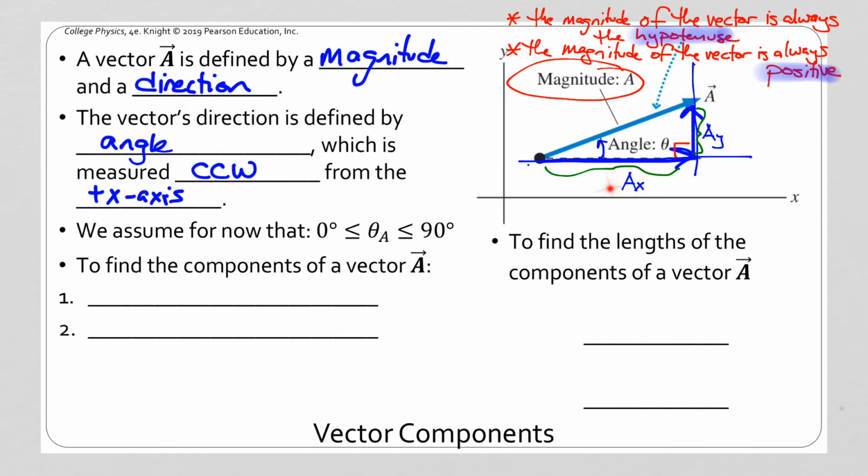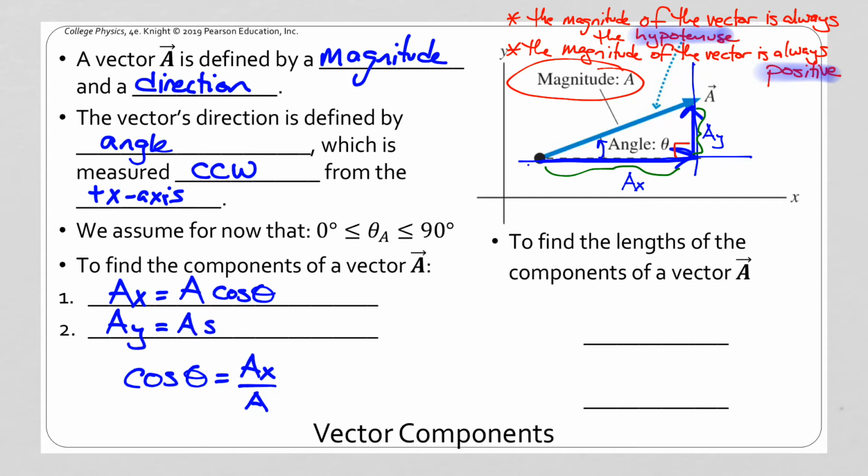Well, we notice here that AX is adjacent to this angle, and so if we're trying to find the side of a right triangle, we can use trigonometry, and we can say that cosine of theta is adjacent over hypotenuse, and the hypotenuse is always the magnitude of the vector. Then I can rearrange that to say that AX would be A cosine of theta. By the same token, AY would be A sine theta.